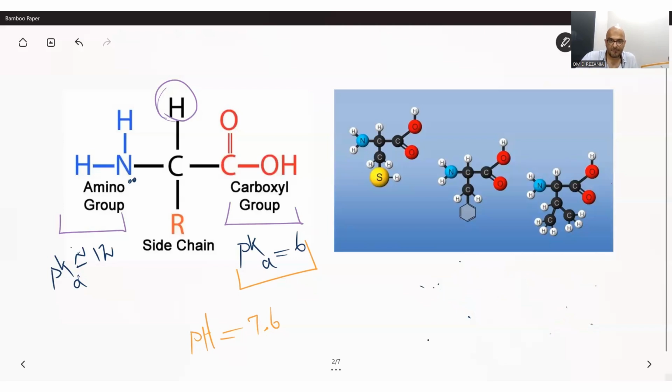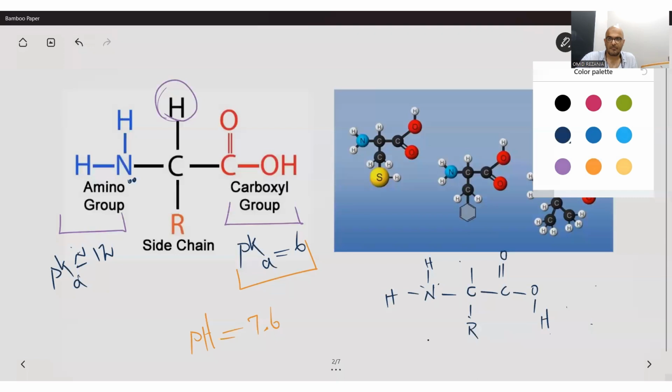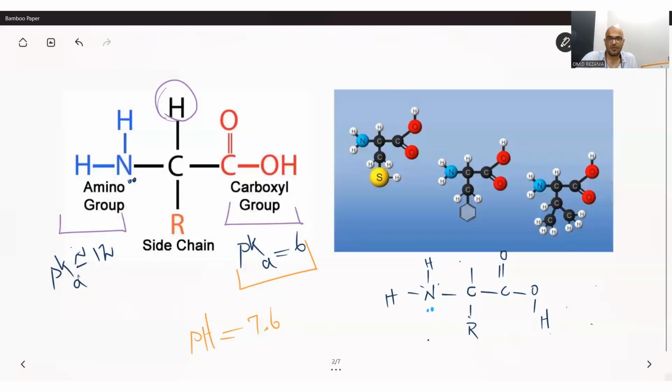Look at that. I have the carbon here. I have the carboxylic acid here, the carbonyl group, the oxygen and the hydrogen. And this one has to be carbon. This is R. R is a side chain. It can be anything. Then nitrogen, hydrogen, hydrogen, and look what happens, a lone pair over here. Now, the pH is 7.6.